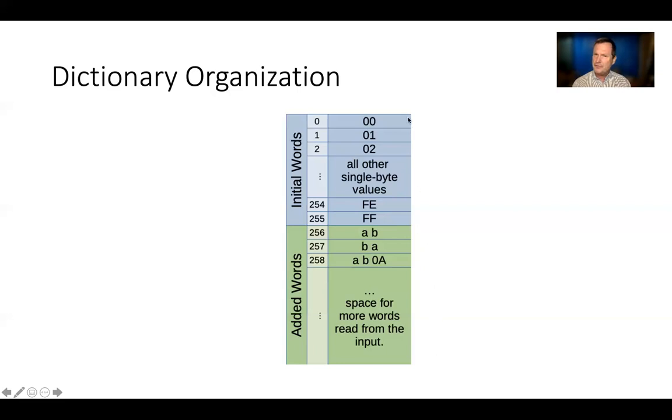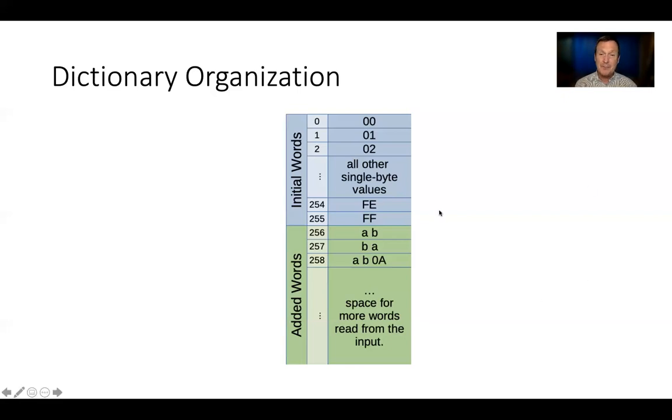The first 256, so the first quarter of those, are reserved for these 1 byte words. But then all the rest we're going to use for words that we encounter as we're compressing the input file. And they'll give us a quick way of writing out sequences or handling sequences that have already occurred in the file.